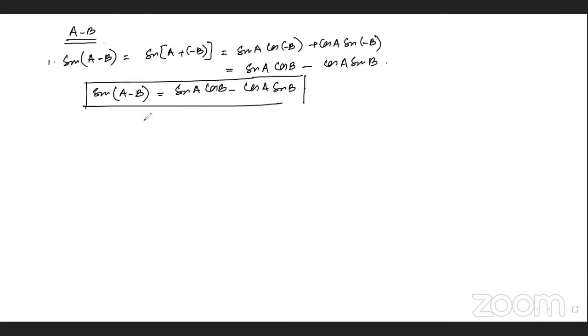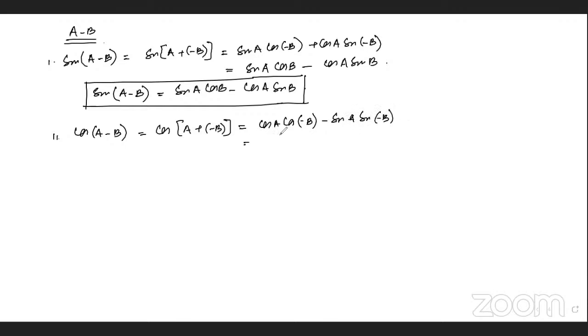Similarly, we can have the second one. What is that? Cos of A minus B. Cos of A minus B can be written down the way we have done it for sine, and use the formula for cos of A plus B. What is that? Cos A cos B minus sine A sine B. Yeh aapko samajh aa raha hai? Everybody? You know, it's cos A, cos of minus B is cos B. And sine of minus B is minus sine B, so minus and minus will get plus.